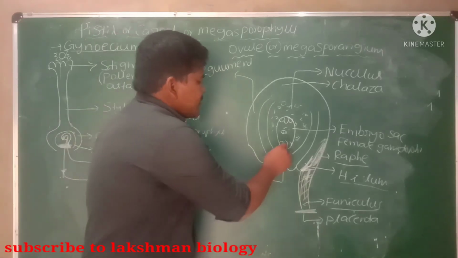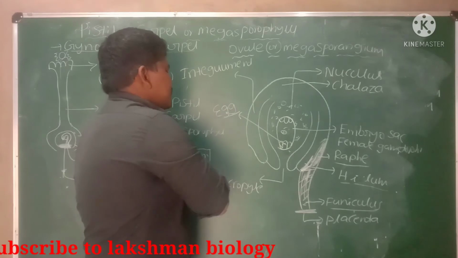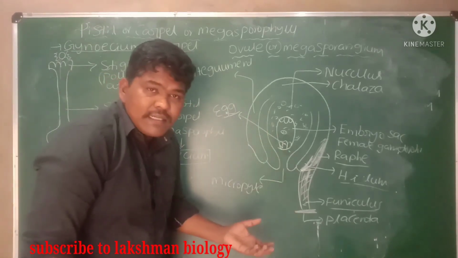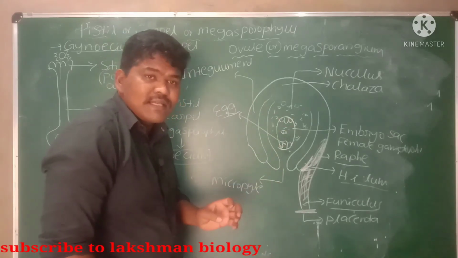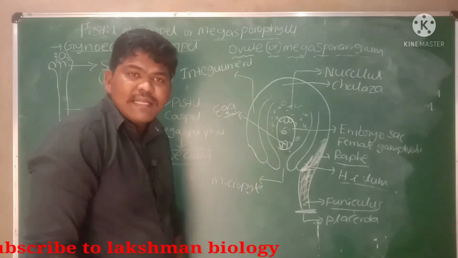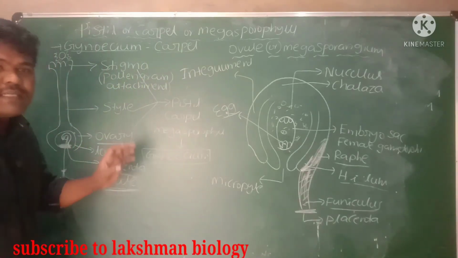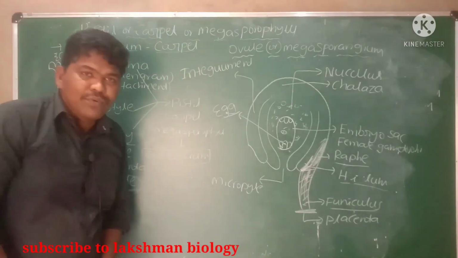Inside the embryo sac we can see the egg also, that is a female gamete. In later classes we will see about embryo sac structure. There you can know all details of embryo sac. This is about the complete details of pistil or carpel or megasporophyll.